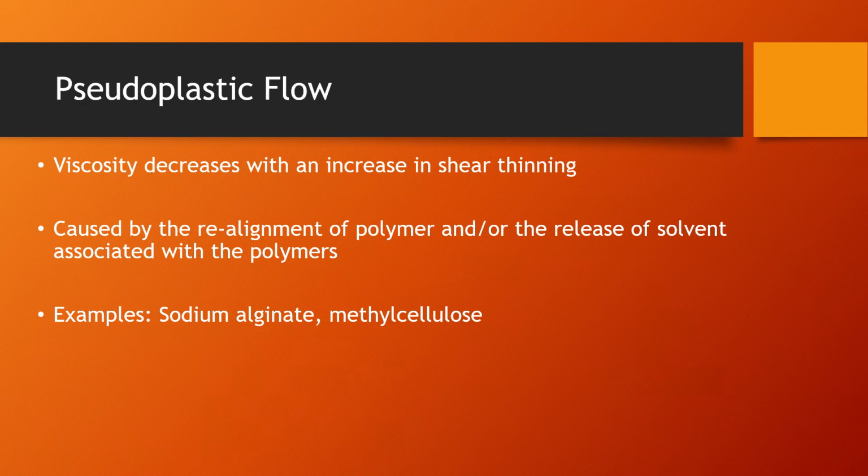Pseudoplastic flow. In this case, viscosity decreases with the increase in shear, called shear thinning. It is caused by the realignment of polymer and or the release of solvent associated with the polymer when shear stress is applied. So whenever there is a force applied, there is a decrease in the viscosity, resulting in shear thinning. Examples are sodium alginate, methyl cellulose. So these polymers lose the liquid part, lose the water retention and become more thin.